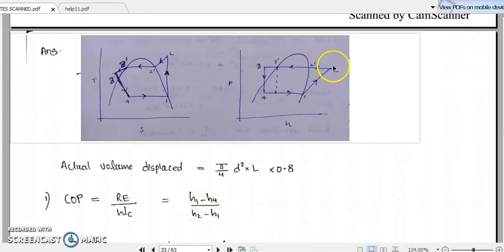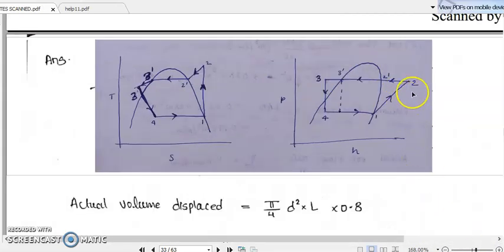Now we need to find out the H2 value. What is this H2 value? Enthalpy of the refrigerant at point 2. What is the condition of the refrigerant at point 2? It is a superheated vapor. But at 2 dash, it was at saturated vapor form. So the energy of the refrigerant at 2 will be slightly higher than the energy of the same refrigerant at 2 dash. What will be this energy difference between these 2 points? That will be H2 minus H2 dash.